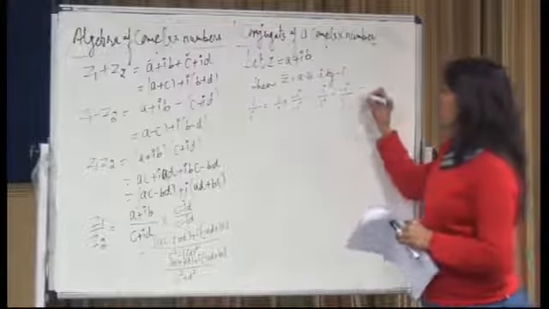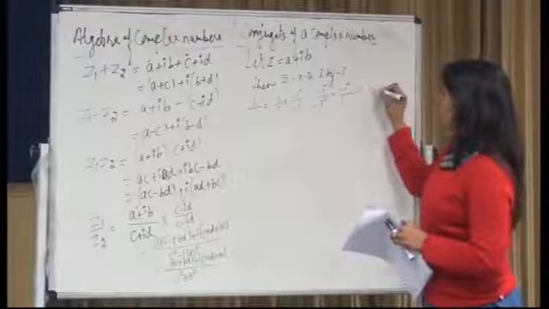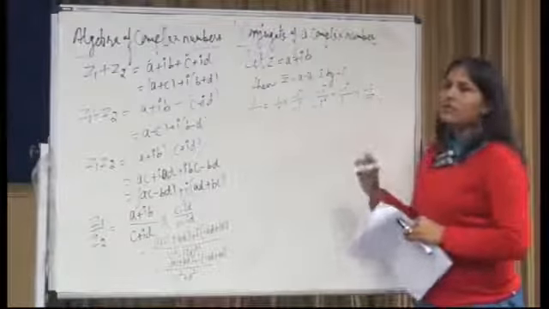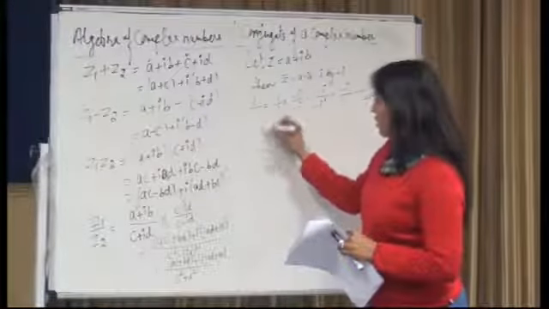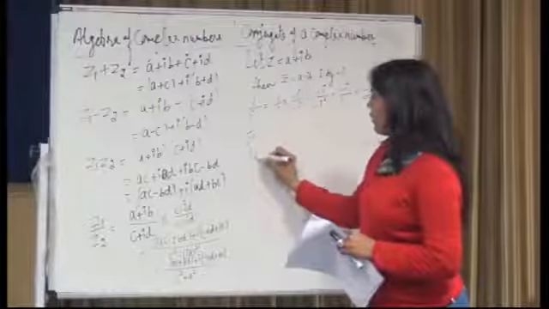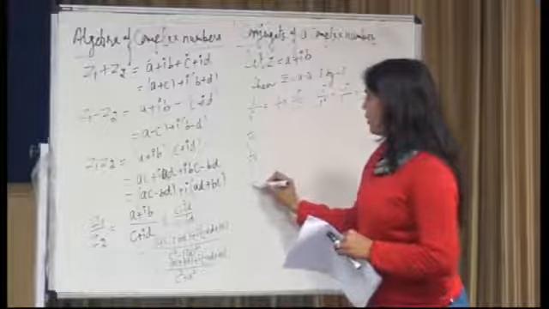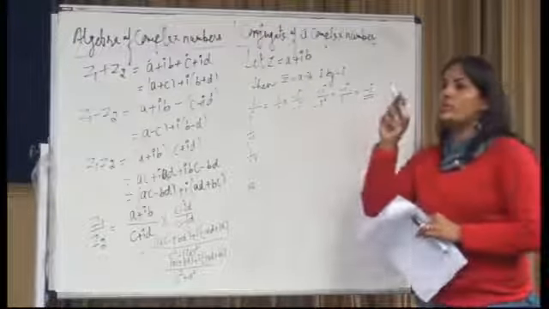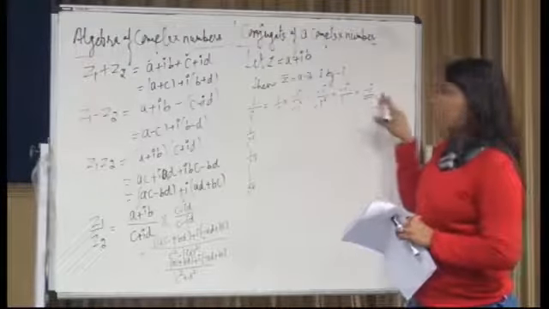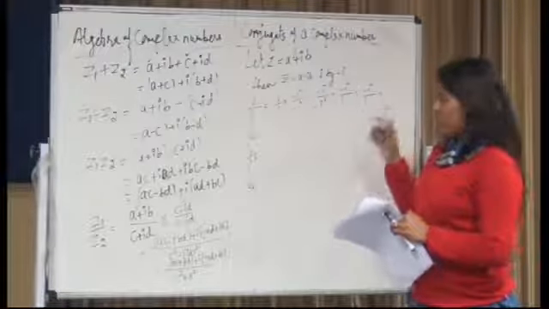So the value of 1 upon iota is minus iota. In the same way you can change the others also. If I ask you 1 upon iota square, this is not very difficult to calculate. 1 upon iota cube, 1 upon iota to the power 4, you can easily change. Fine. So the value of 1 upon iota is very important actually. So 1 upon iota is basically minus iota.